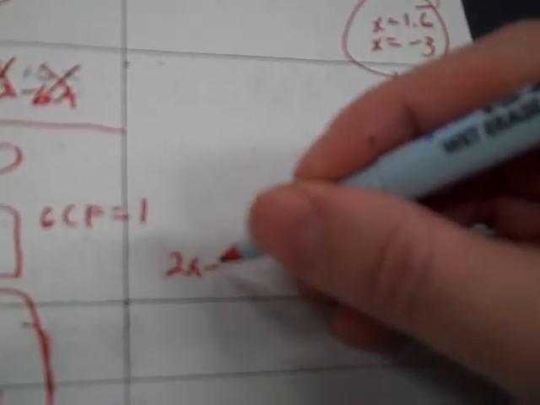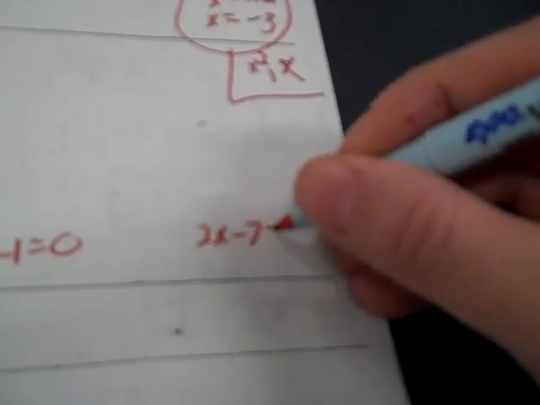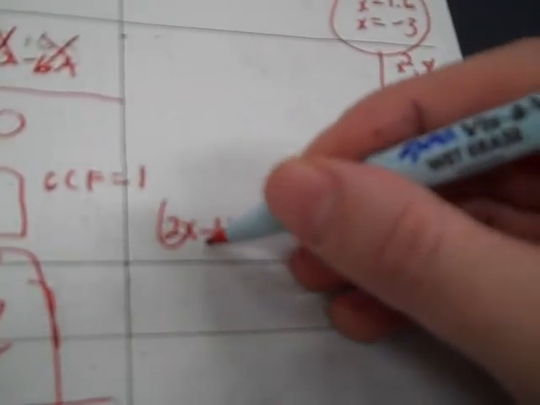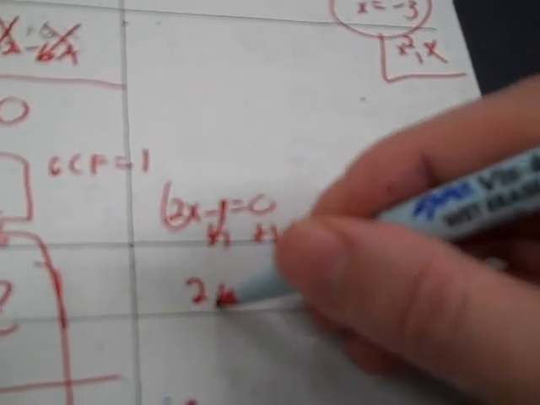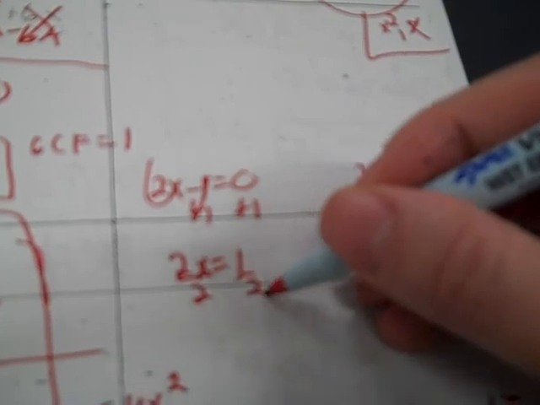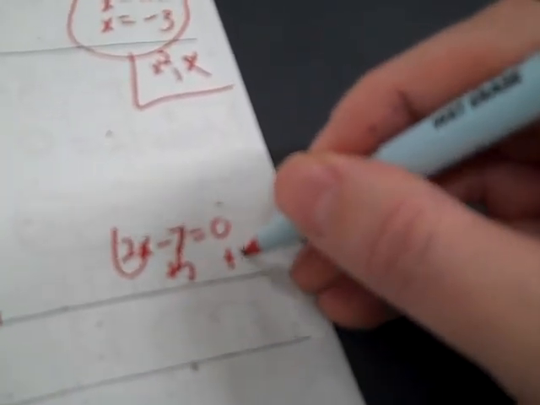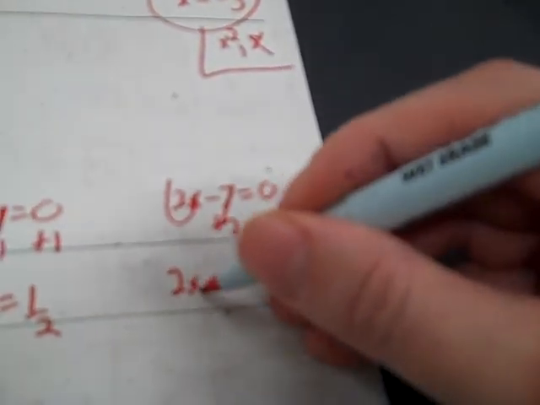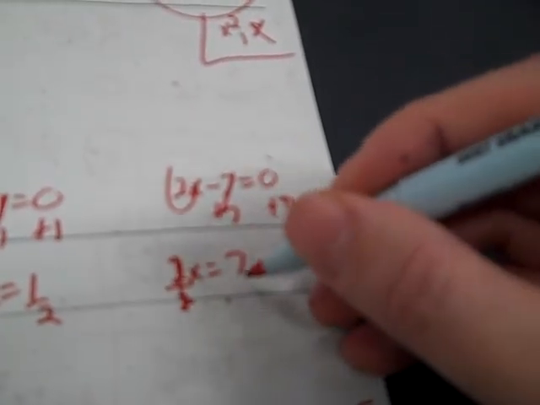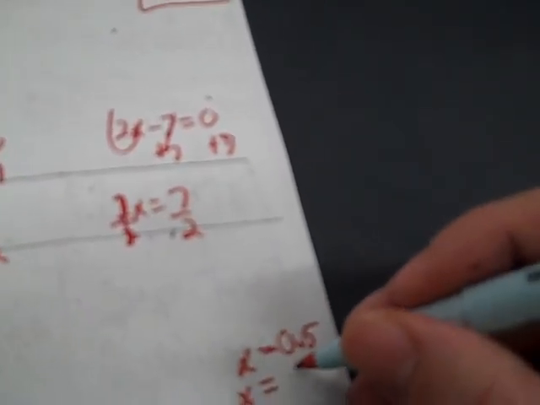So 2 multiplied by x minus 1, 0. 2 multiplied by x minus 7, 0. So 2x is 1, so I divide by 2. So 1 divided by 2 is 0.5. So 2x equals 7. Divide by 2, divide by 2. 7 divided by 2 is 3.5. Okay, that's all I have to say on that.